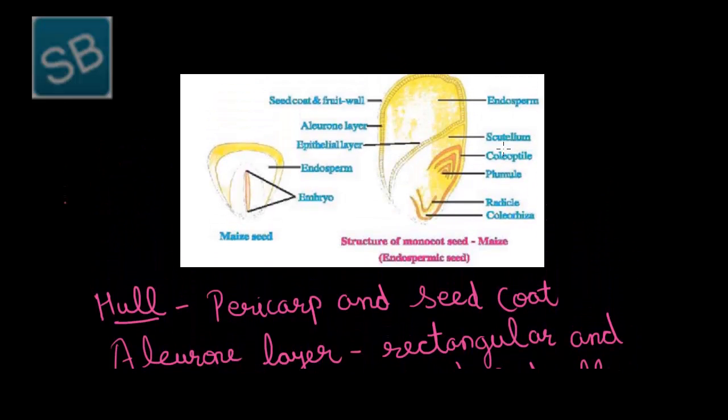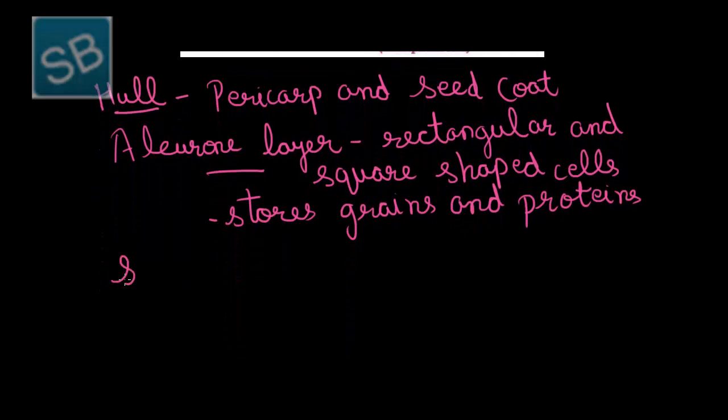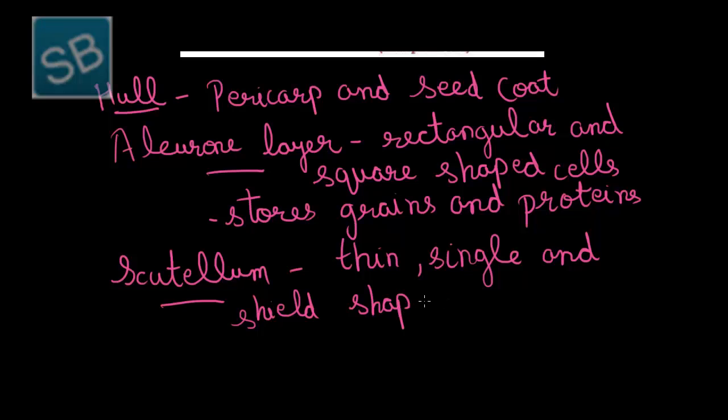Then another structure known as scutellum. Thus, scutellum is a single, thin and shield-shaped structure which occurs in the embryonic region.